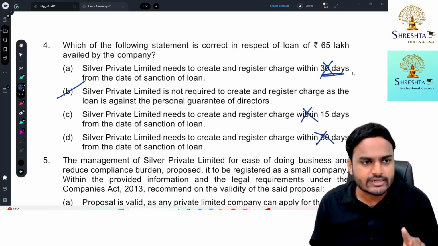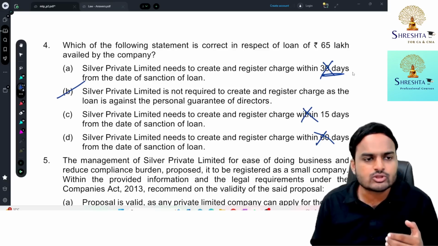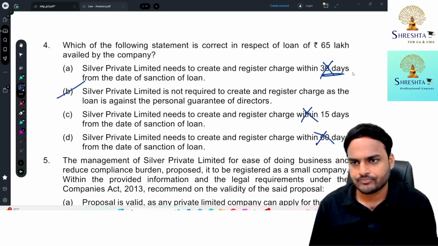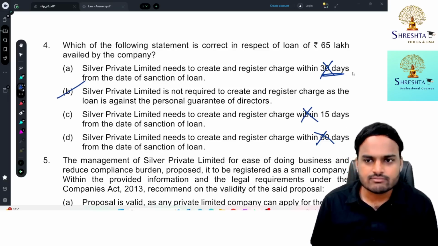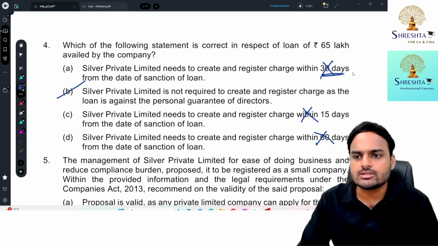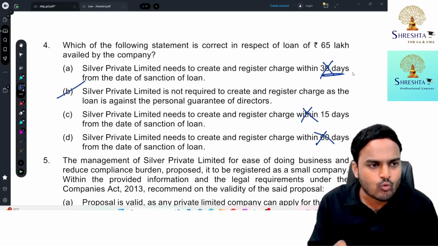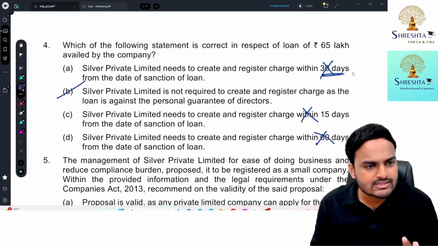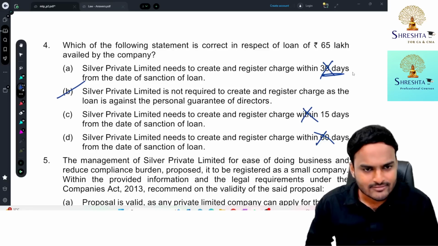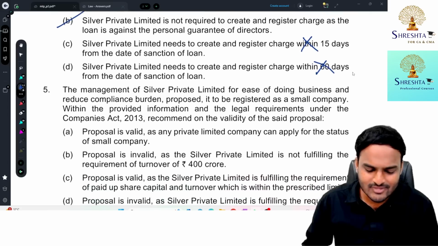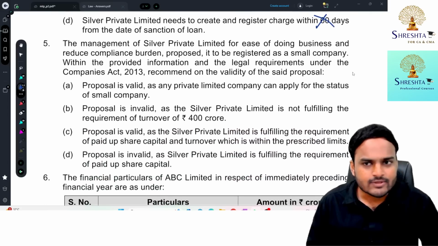Time point of view, 30 days from creation of charge. Yes, company has to register charge with ROC. But here, none of the assets of the company were charged, so registration of charge is not required. Accordingly, option B is correct answer. Clear, everyone? Next, fifth MCQ.